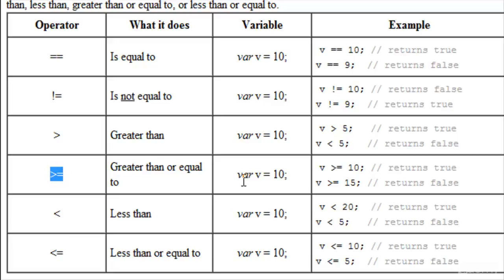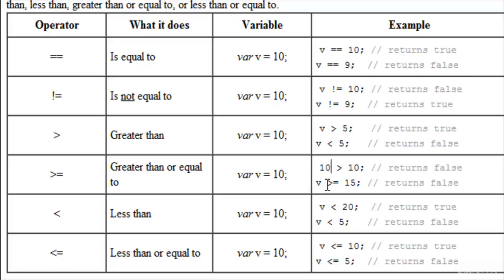Greater than or equal to, which means if v, which is 10, is greater than or equal to number 10, then it will return true. If we went v is greater than 10, that would be false because it's not greater than 10. This is like saying 10 is greater than 10. That's not true. 10 is equal to 10. It's not greater, it's not less, it is the exact same.